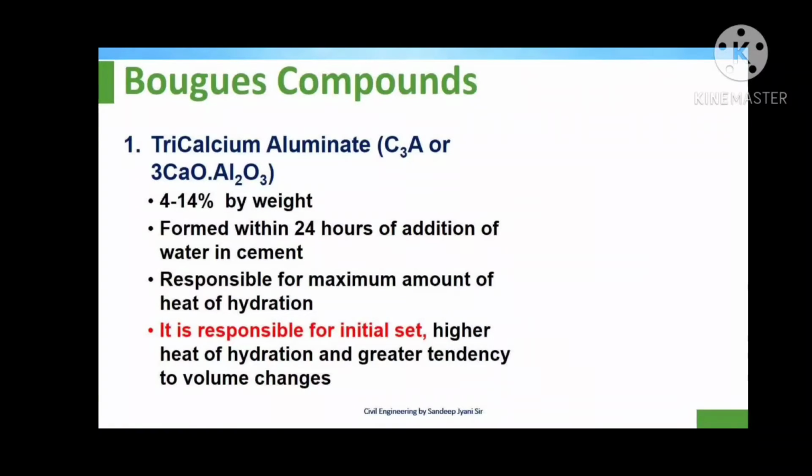First, tricalcium aluminate, 4 to 14% by weight, formed within 24 hours of addition of water in cement, responsible for the maximum amount of heat of hydration. It is responsible for initial set, higher heat of hydration and greater tendency to volume changes.